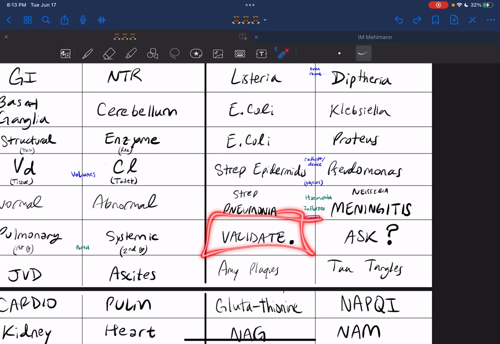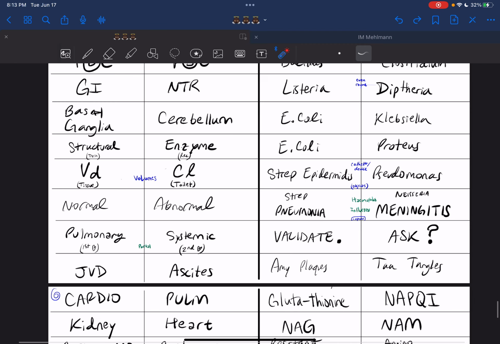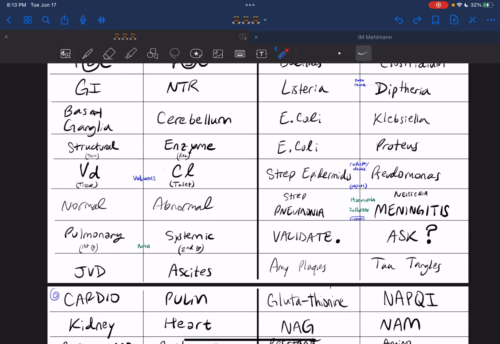Or you can validate if they have that in the answer choice instead. I know this must be so hard. And don't say but after. I know this must be so hard, but you should do this. No, just validate.